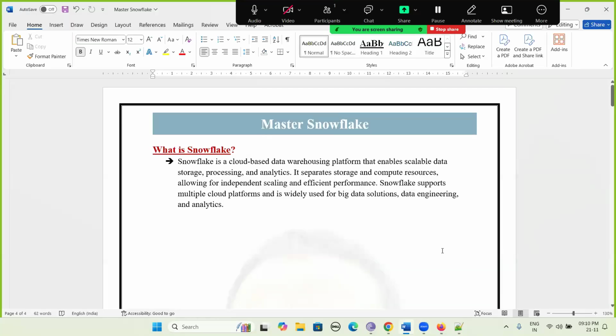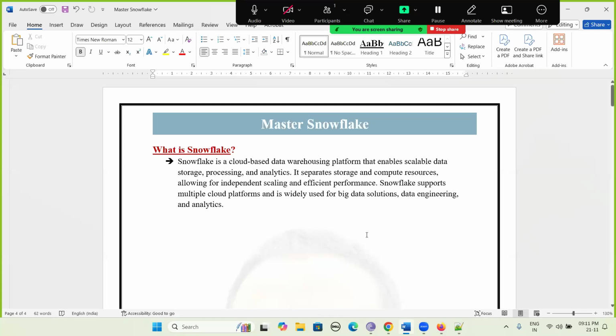It's a cloud-based data warehousing technology. It's a modern cloud data warehousing technology. Data warehousing is not new technology. It already existed. Yes or no? A lot of data warehousing technologies are available in the market. What is the main advantage compared to traditional data warehousing technologies with Snowflake? Why is industry going for Snowflake? So first, Snowflake is a cloud data warehousing technology.